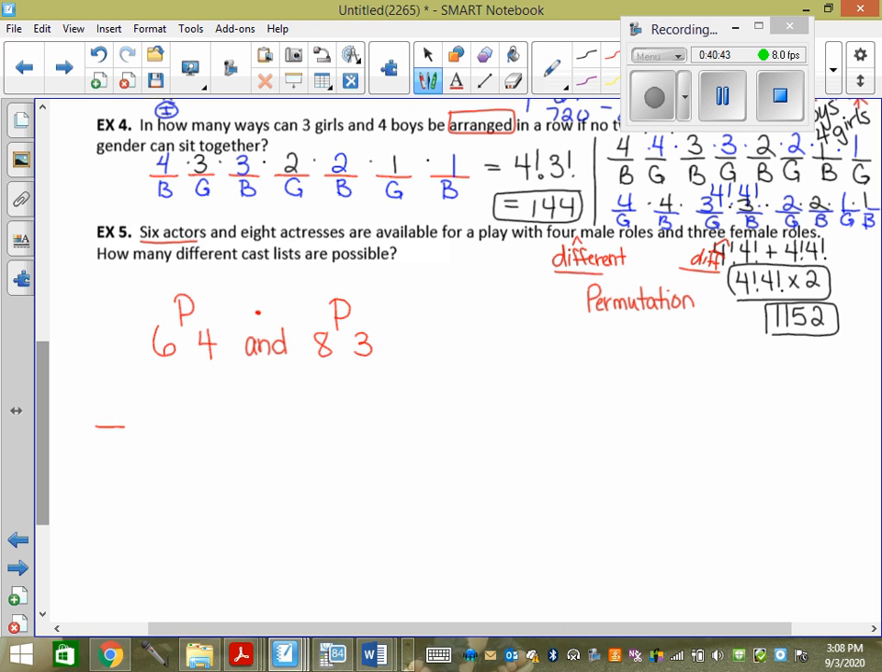Could we have gone like this? Picked our options, our 4 males, and said, oh, I need 4 male roles. I have 6 males for this role, 5 males for this role, 4 males for this role, 3 males for this role. Yep. Could I have said 8 females for this role, 7 females for this role, 6 females for that role? Yep. Did I tell you if you start at a number, go down by 1, you can use this?